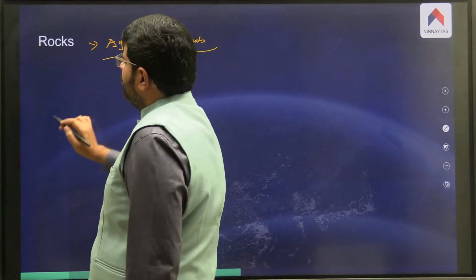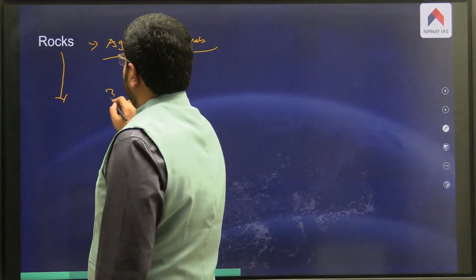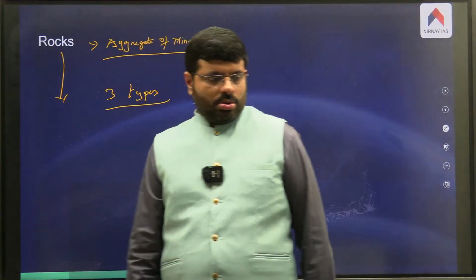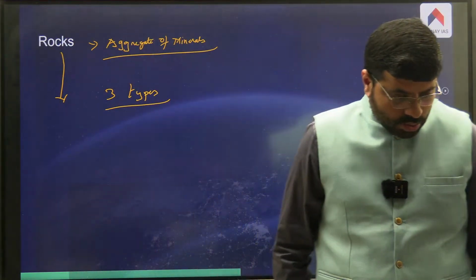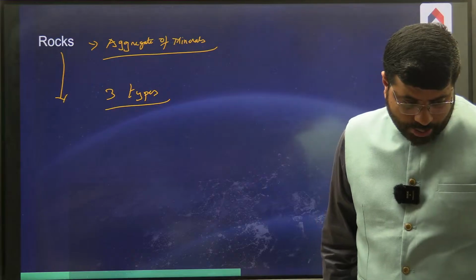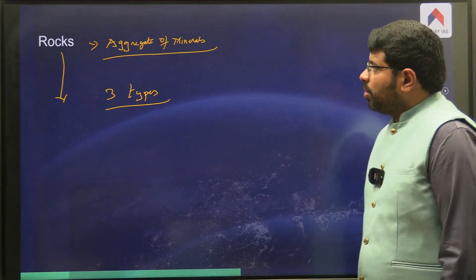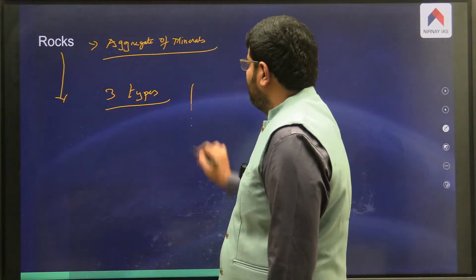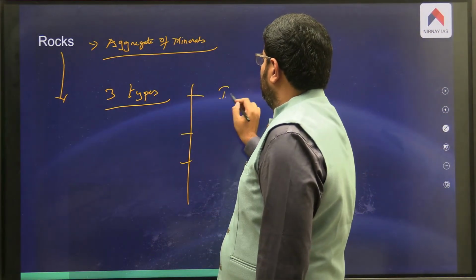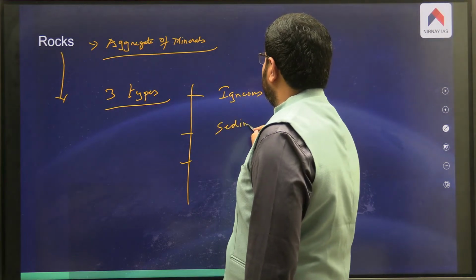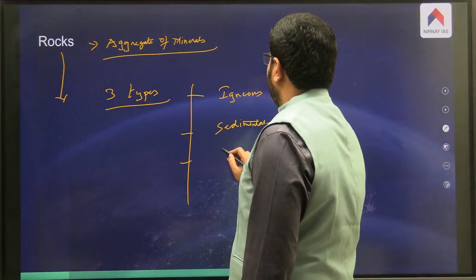These aggregate of minerals, rocks, we can divide them into three types. Yes, Hemant, you are right, hematite, you are right. So rocks are of three types. What are they? Igneous rock, sedimentary rock, metamorphic rock.